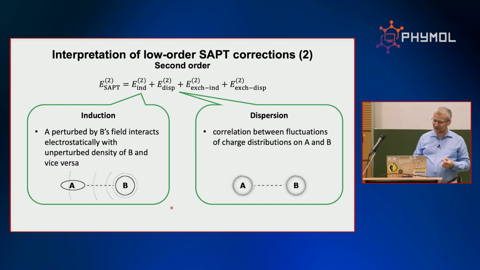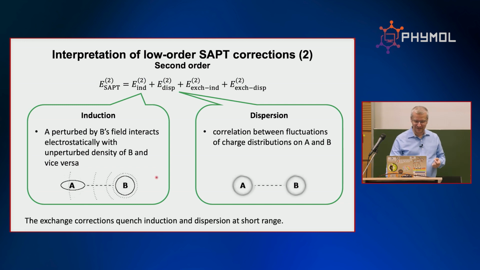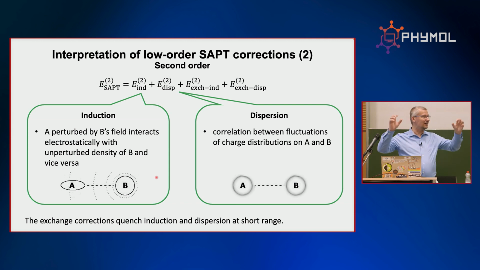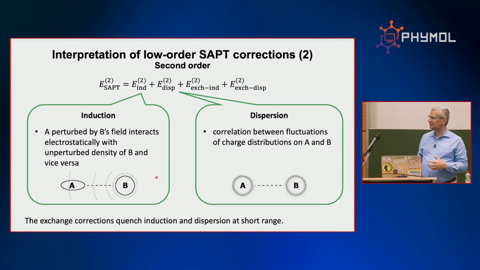And now, as you see, we have two other parts, the exchange parts. So there are two effects that are both repulsive, because induction and dispersion are attractive. And these two exchange corrections, exchange induction and exchange dispersion, are responsible for quenching induction and dispersion at short range, so that the polarized molecule, when polarizing, doesn't get overexcited and doesn't polarize too much, so that the densities get too close to one another.